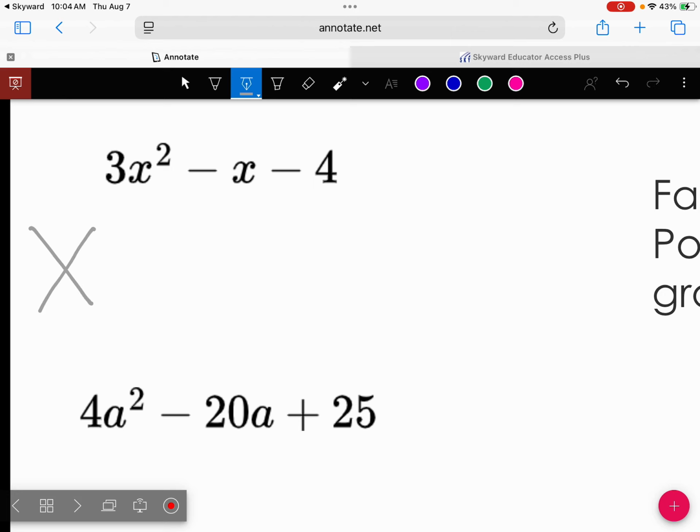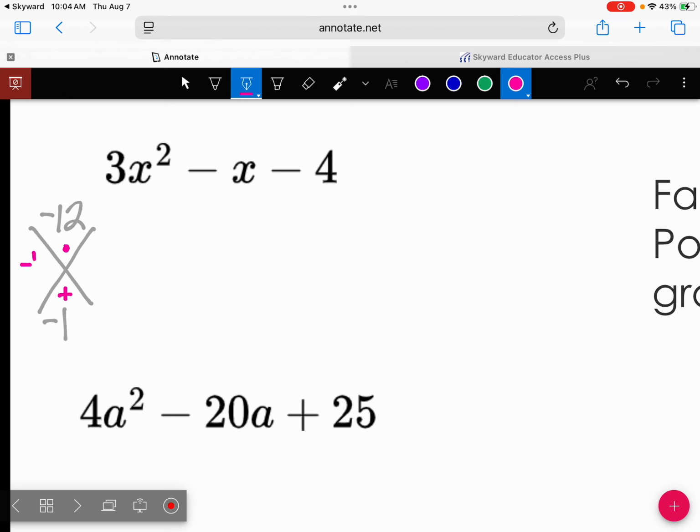I'm going to take that X frame like we used yesterday where we have our A times C at the top. My A is 3. My C is -4. So we have -12 at the top. And our B goes at the bottom. It's at -1. We need a pair of numbers that multiplies to make -12 and adds to make -1.